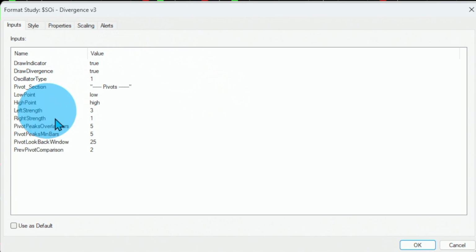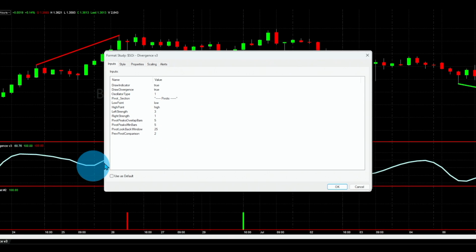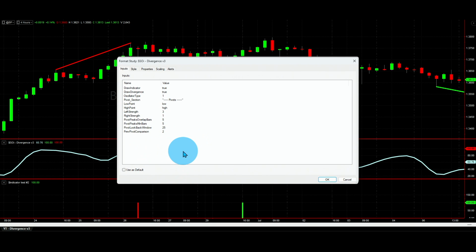And here you can see the number of variables needed to define divergences. Now I fixed the stochastic because otherwise we will have 3 more variables here. And of course, every oscillator will come with their own parameters like MACD, RSI. Any oscillator you pick, they have their own parameters. But to simplify the divergence a little bit, I made the oscillator fixed.